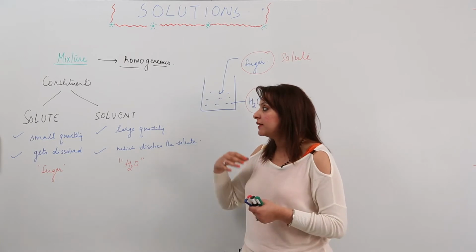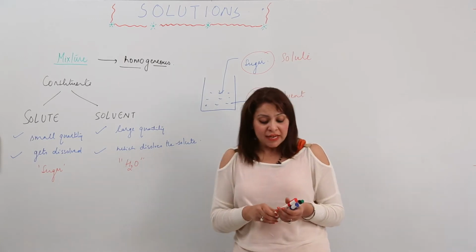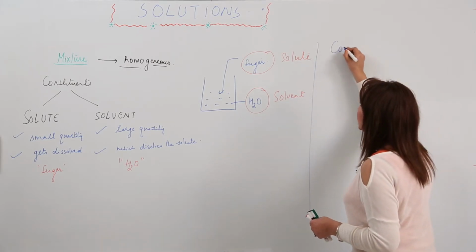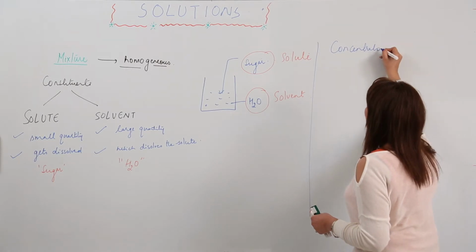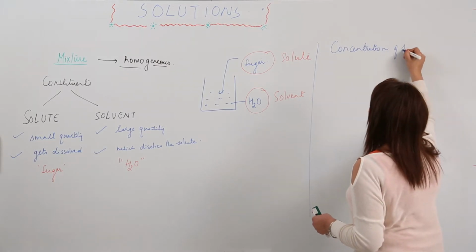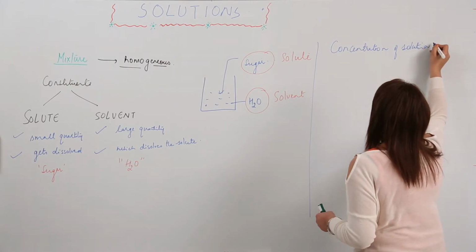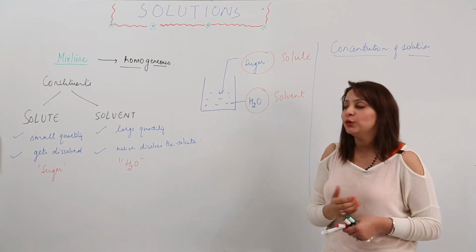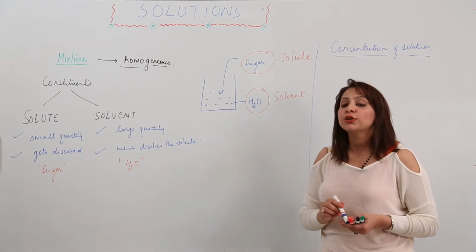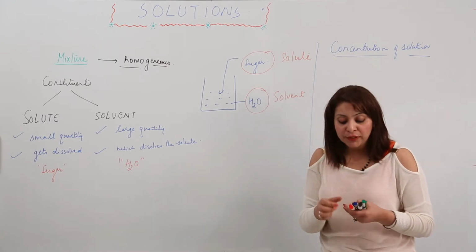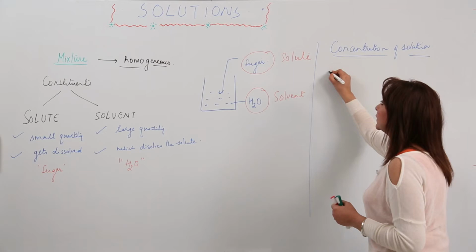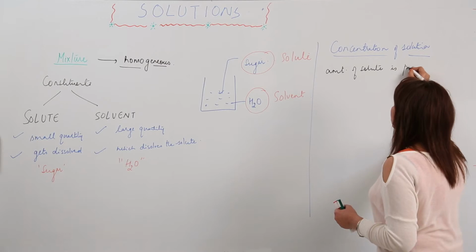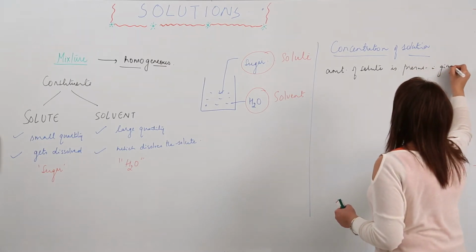So coming to the second property, what the solution possesses is concentration. The second topic we are taking up: if I say concentration of solution, what do I mean by it? If this sugar is dissolved in water and we get this sugar solution, and I ask you what is the concentration of this solution, you should know what concentration actually means. Concentration actually means the amount of solute which is present in a given weight of solvent.